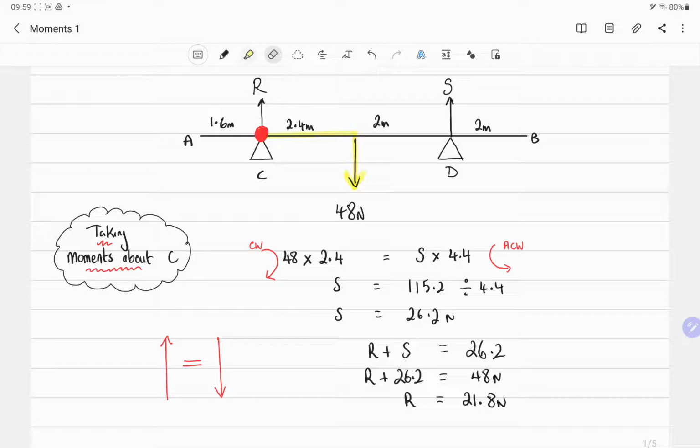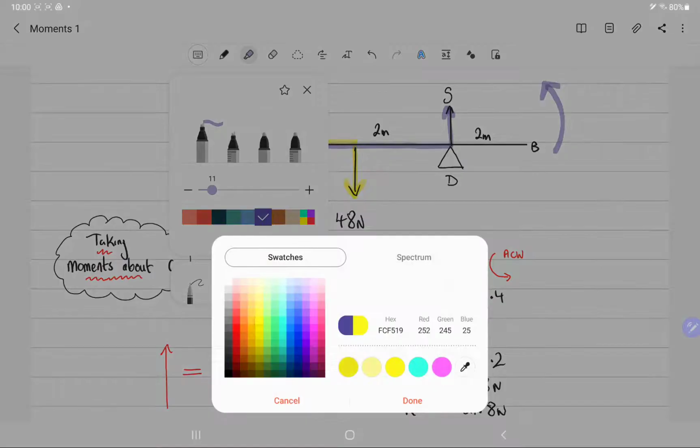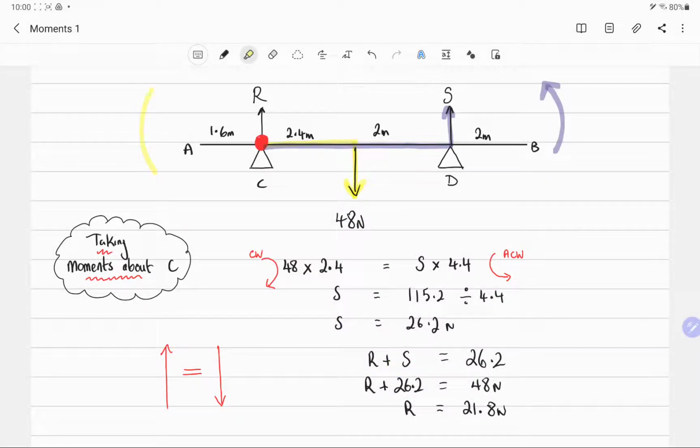Now in a different colour pen I'm going to look at the other force that's acting on the rod. Around point C, this force S is acting on the rod at a distance of 4.4 meters. And that force is acting in an anti-clockwise manner. So we have two forces acting around point C.